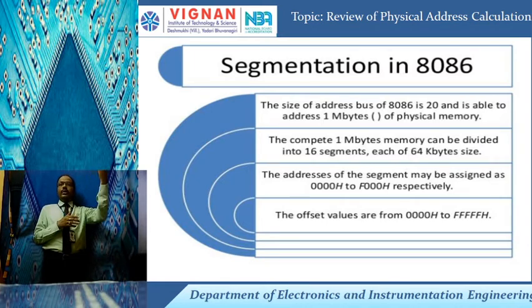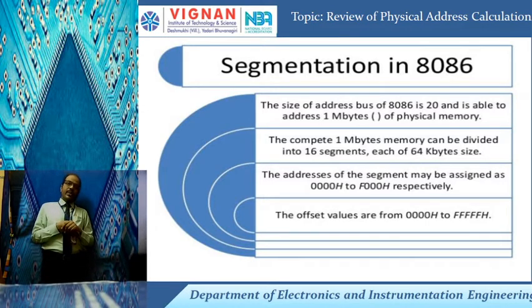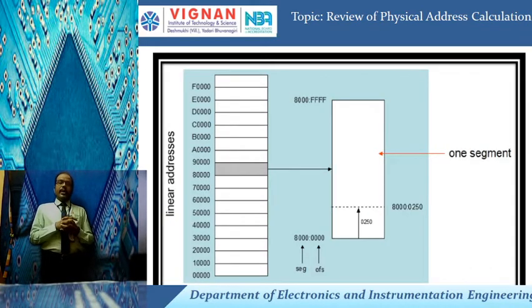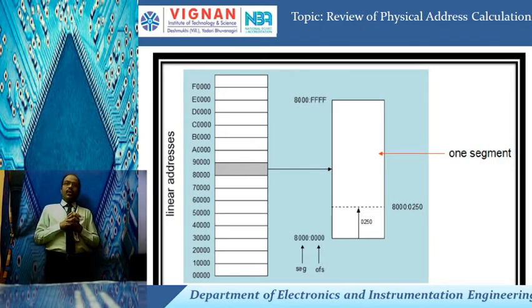These are divided into different segments. For example, the 9th segment may start from 80000H to 8FFFF. These segments are of different types, such as linear segmentation, overlapping and non-overlapping segmentation, which I already discussed.